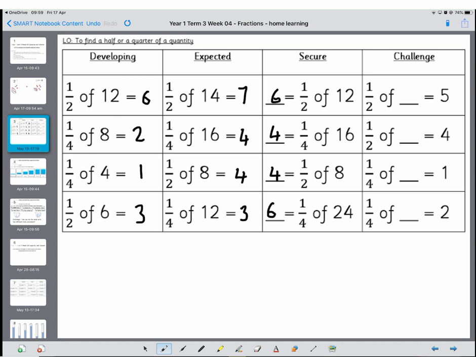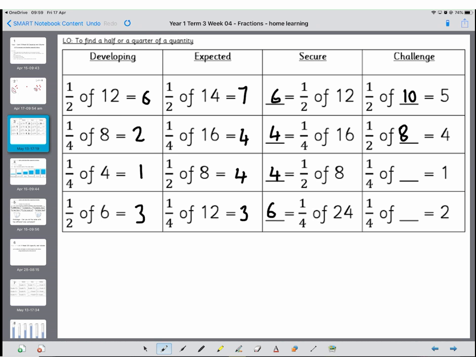And now this last one turns it round. It's effectively saying doubling, grown-ups. So a half of what makes 5? Well, we need to put 5 in each of the sides, so that gives us 10 in total. A half of what gives 4? That's going to be 8.